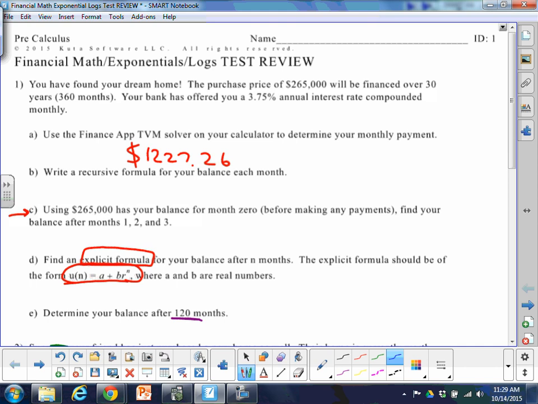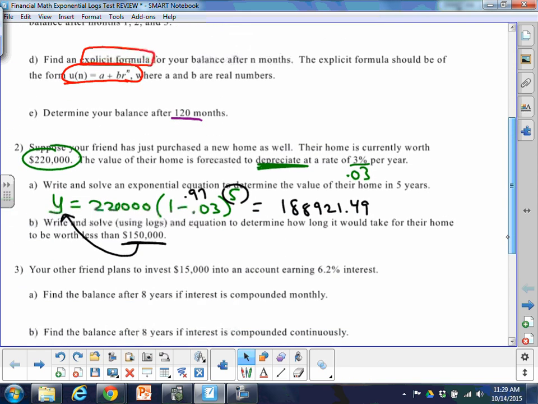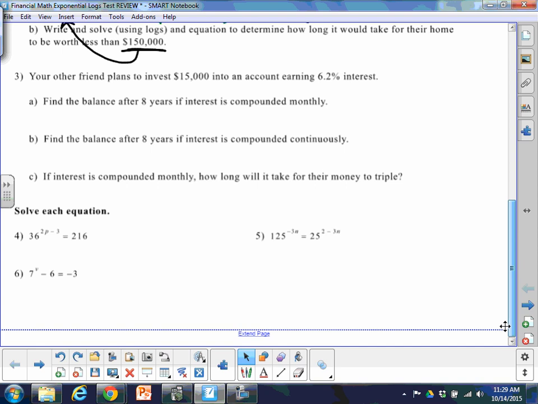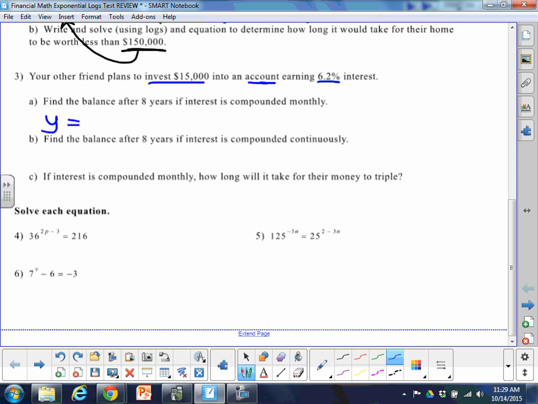Okay, moving along here. That was number 2, parts A and B. Number 3, other friend plans to invest. Okay, here's a compound interest problem. Usually you'll see the word investing and you'll say into an account earning interest. So we want to find the balance after 8 years if it's compounded monthly. Okay, so the amount, or Y or A, whatever you want to call it, is again the initial amount.